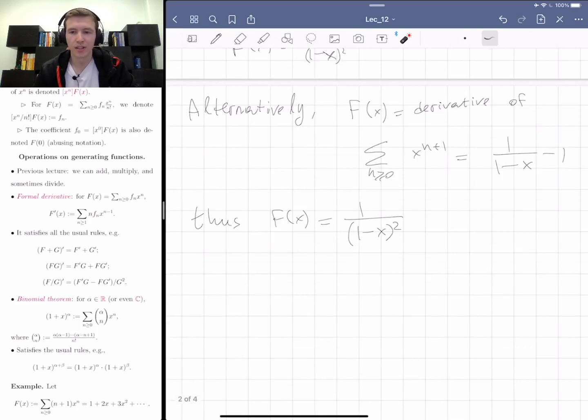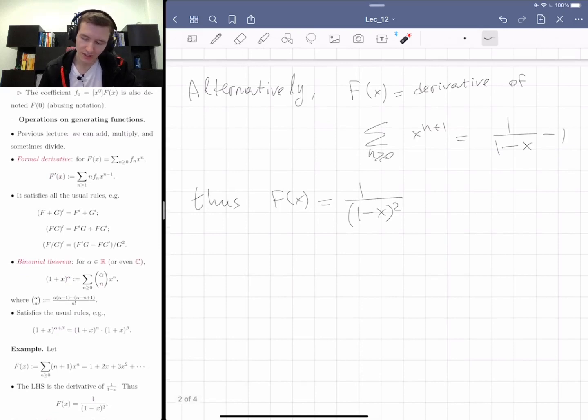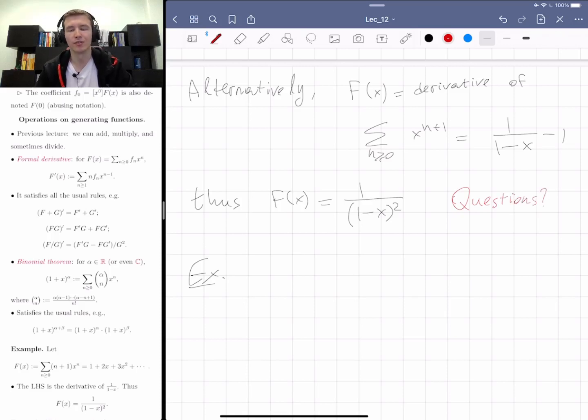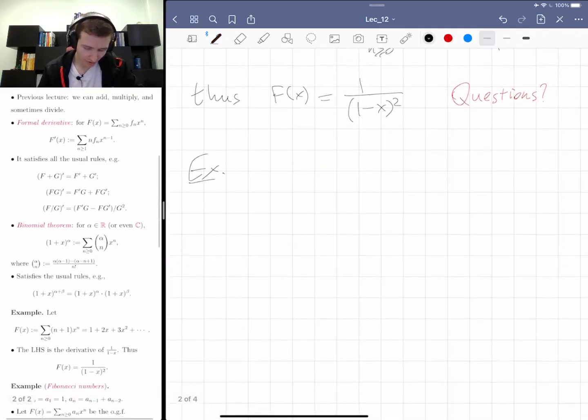And so that was a warm-up example, I guess. But let's try something a little bit more tricky. By the way, any questions so far? Because it's going to get harder. Okay, no questions. The next example is going to be everyone's favorite numbers, the Fibonacci numbers.